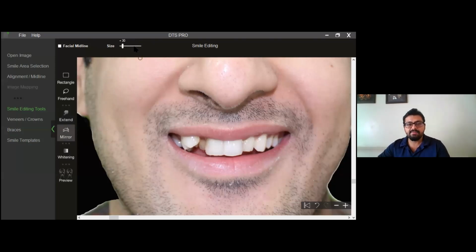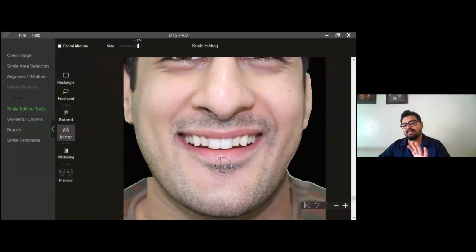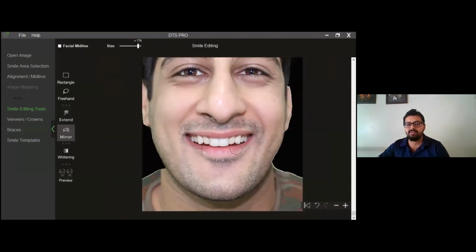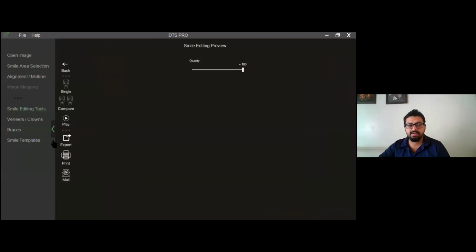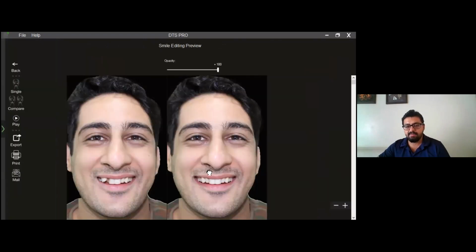So we have something called a mirroring tool here, where we can mirror the normal side and paste it on the other side. So what I'm doing is copying the normal side and pasting it on the other side. What this has done is take teeth from one quadrant and paste it on the other quadrant. That is something called a mirror tool, a mirroring function.